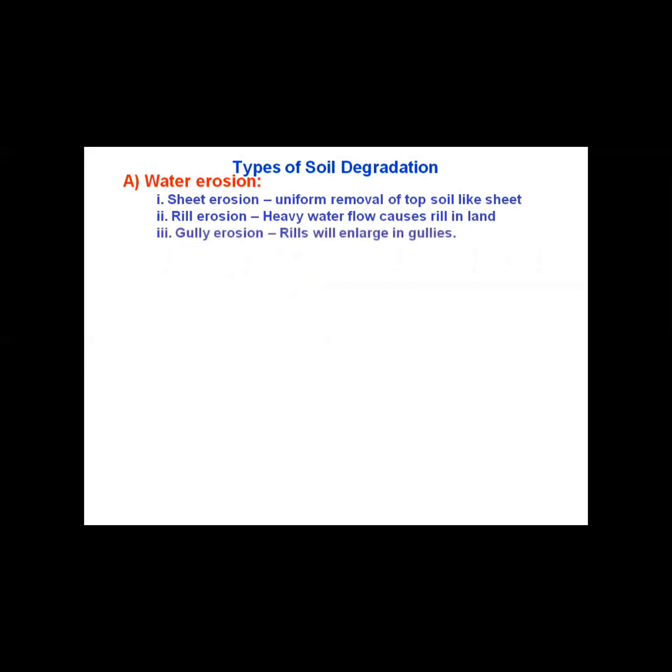Firstly, water erosion. This may be sheet erosion, where uniform removal of the topsoil like a sheet occurs. Second is rill erosion. Whenever there is heavy water flow, it causes rills in the land or in the soil. And third is gully erosion. As and when these rills enlarge, it gives the formation of gullies. This is water erosion.